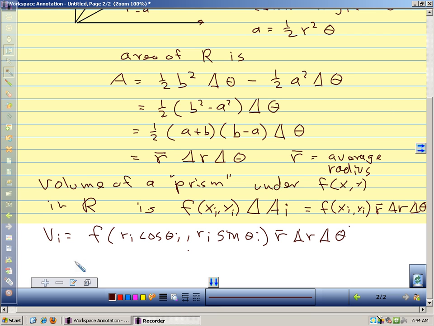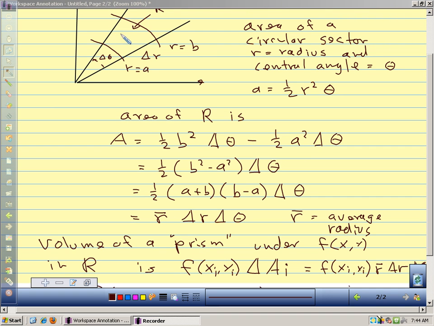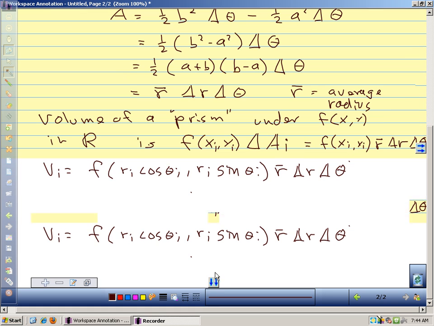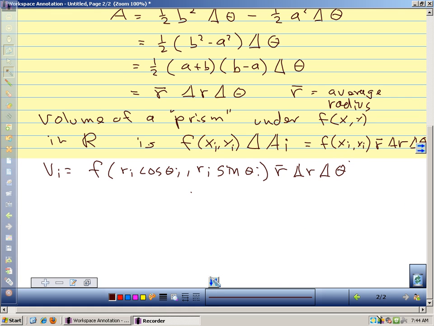If we take the size of this little region and we make it smaller and smaller, so delta r gets smaller and delta theta gets smaller, the average radius becomes the radius of that tiny little sector. And we sum all of these. The volume fits with our definition of a double integral. So the volume underneath our surface f of xy in the region becomes the sum of the volume of all these tiny prisms, and we sum that over our region.